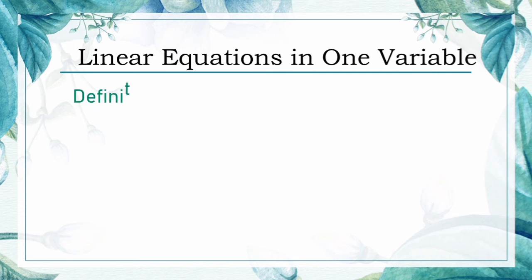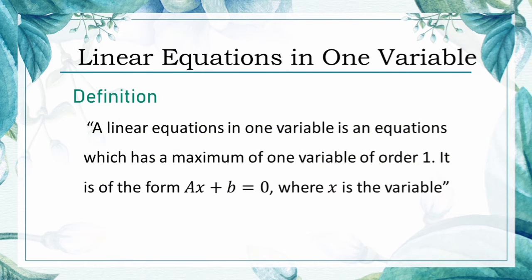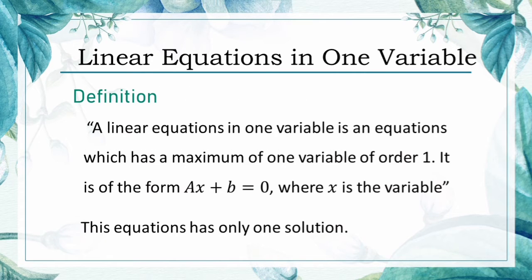Definition: a linear equation in one variable is an equation which has a maximum of one variable of order 1. It is of the form a times x plus b equal to 0, where x is the variable. This equation, linear equation in one variable, has only one solution.